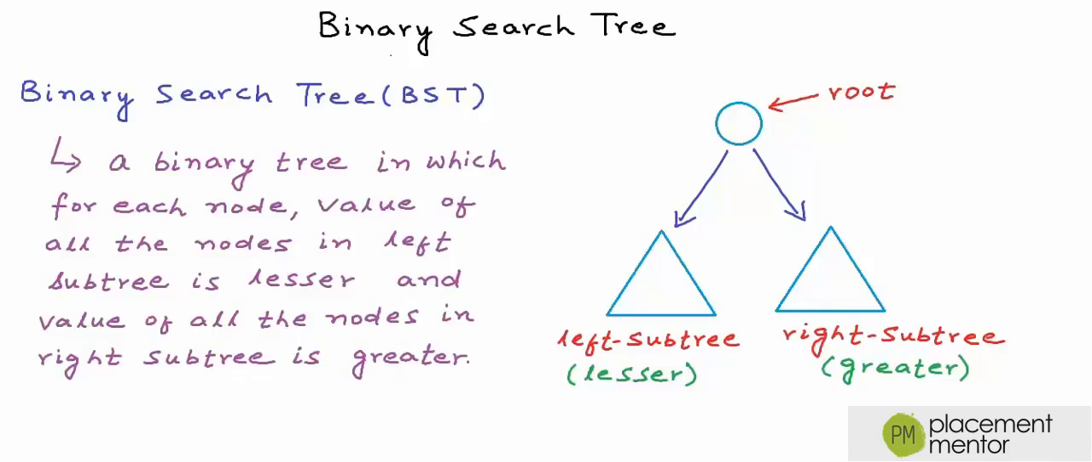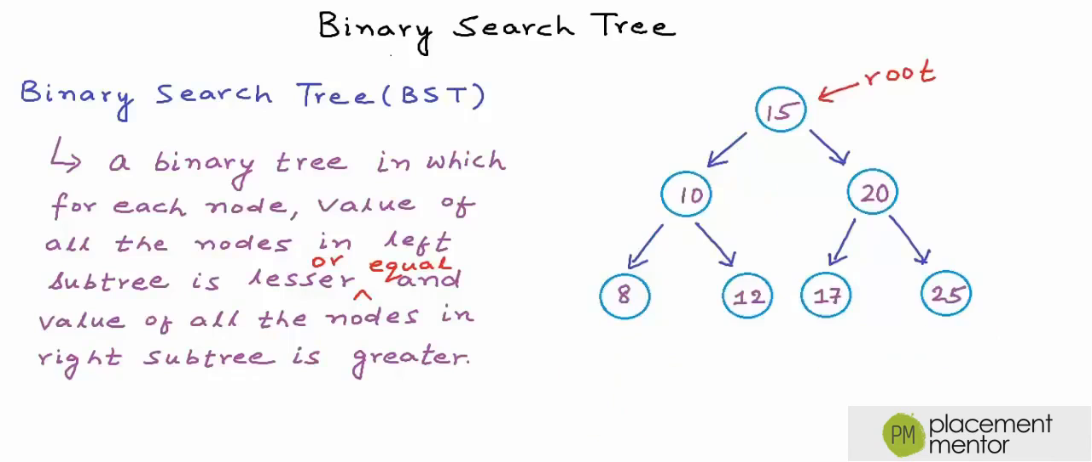Now for a binary tree to be called a binary search tree, the value of all the nodes in the left subtree must be lesser, or we can say lesser or equal to handle duplicates, and the value of all the nodes in the right subtree must be greater, and this must be true for all the nodes. So in this recursive structure, both left and right subtrees must also be binary search trees. I'll draw a binary search tree of integers. Now I have drawn a binary search tree of integers here.